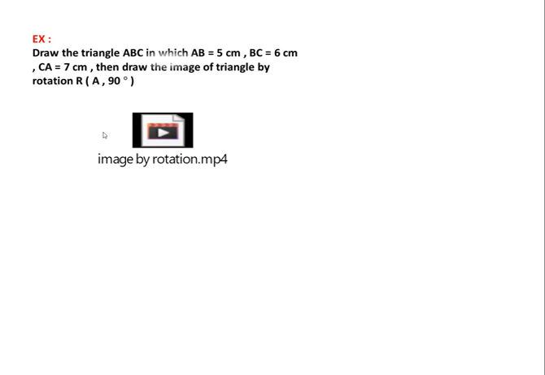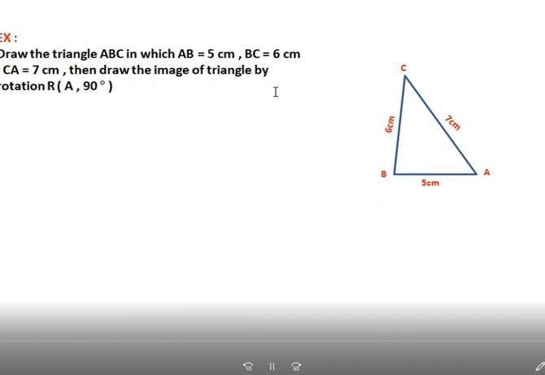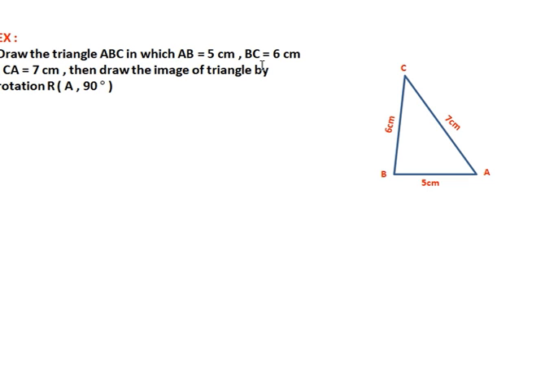Now we have an example. Let's show how to solve this example. Draw the triangle ABC in which AB is 5 cm, BC is 6 cm, CA is 7 cm. Then draw the image of the triangle by rotation about A by 90 degrees. At the first, we draw the triangle like what we studied: AB 5 centimeter, BC 6 centimeter, CA 7 centimeter.